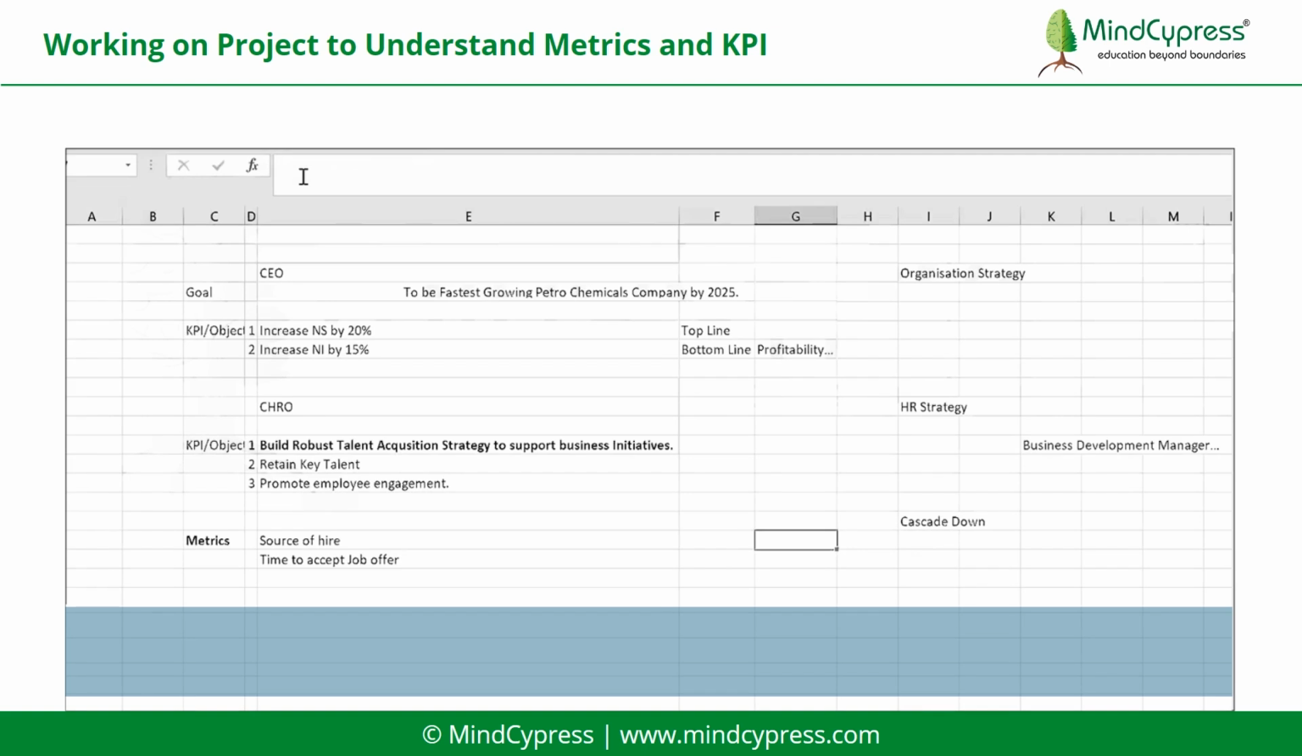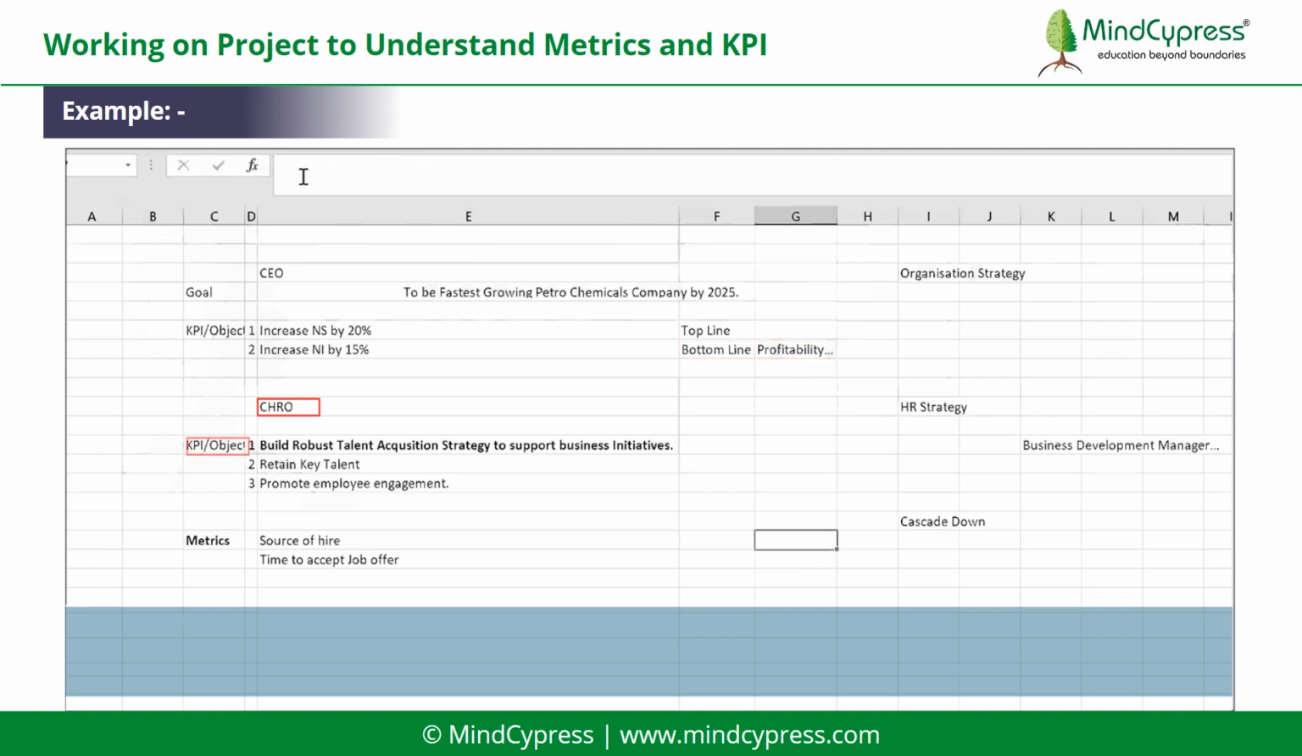Working on a project to understand metrics and KPI. Example. We can see an example in our Excel sheet as we have two higher officials. First, the CEO, whose goal is to establish the fastest petrochemical company by 2025, so he would set goals and make KPIs. The CEO wants to increase sales by 20% and net income by 15%. The net sales will be considered as the top line and the net income will be considered as the bottom line. The top line does not refer to income, this is considered as sales only. The net income is considered as the bottom line, which actually means profitability.